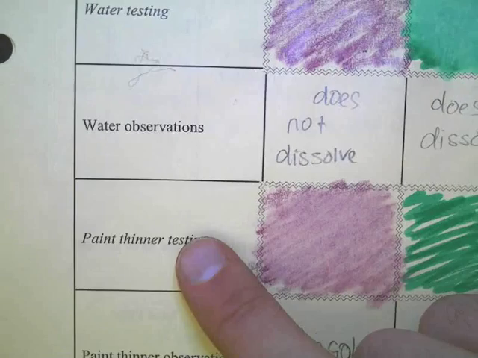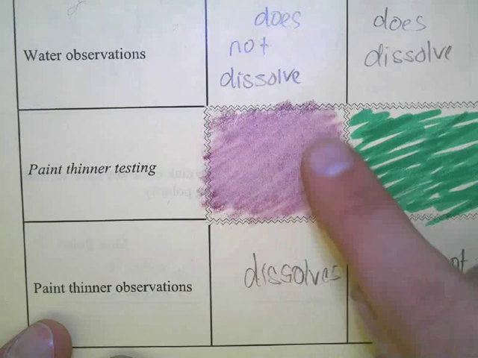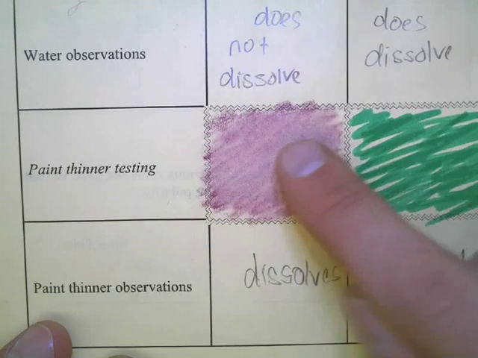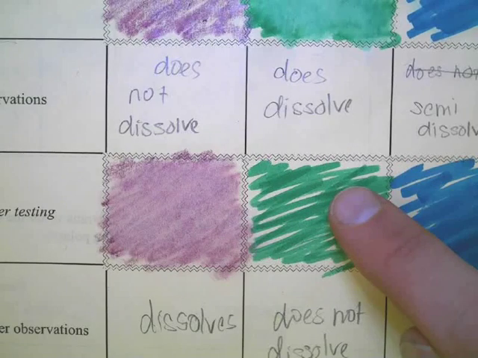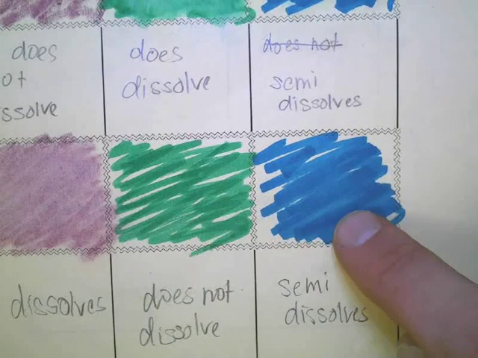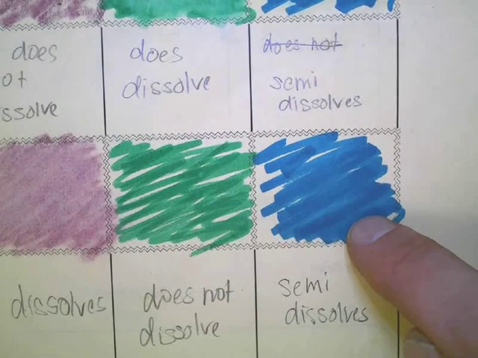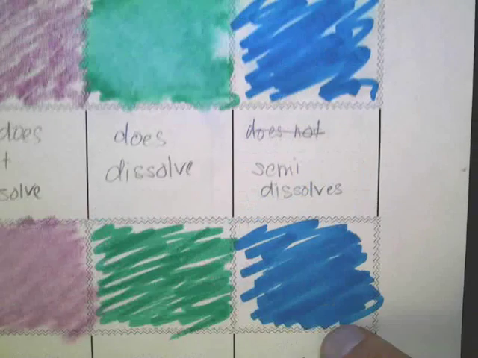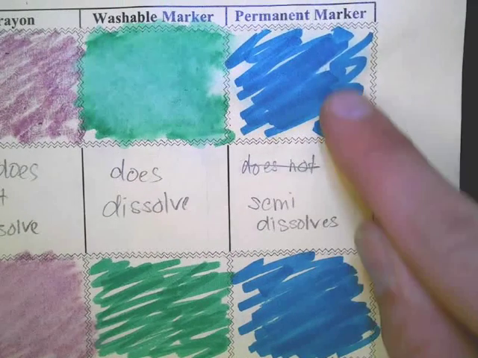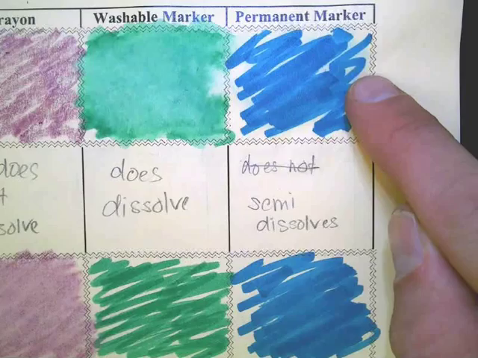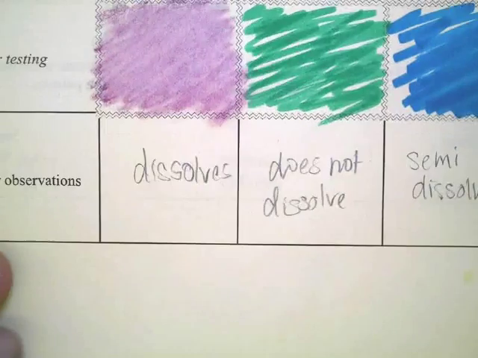With the paint thinner, we saw dissolving here with the crayon. You can notice that it's blurred out right here. Nothing happened with the washable marker. That's a huge observation. And it semi-dissolved, they said again, with the permanent marker. Looks like there's a little bit more up here with the water testing. Either way, this is a good chart.